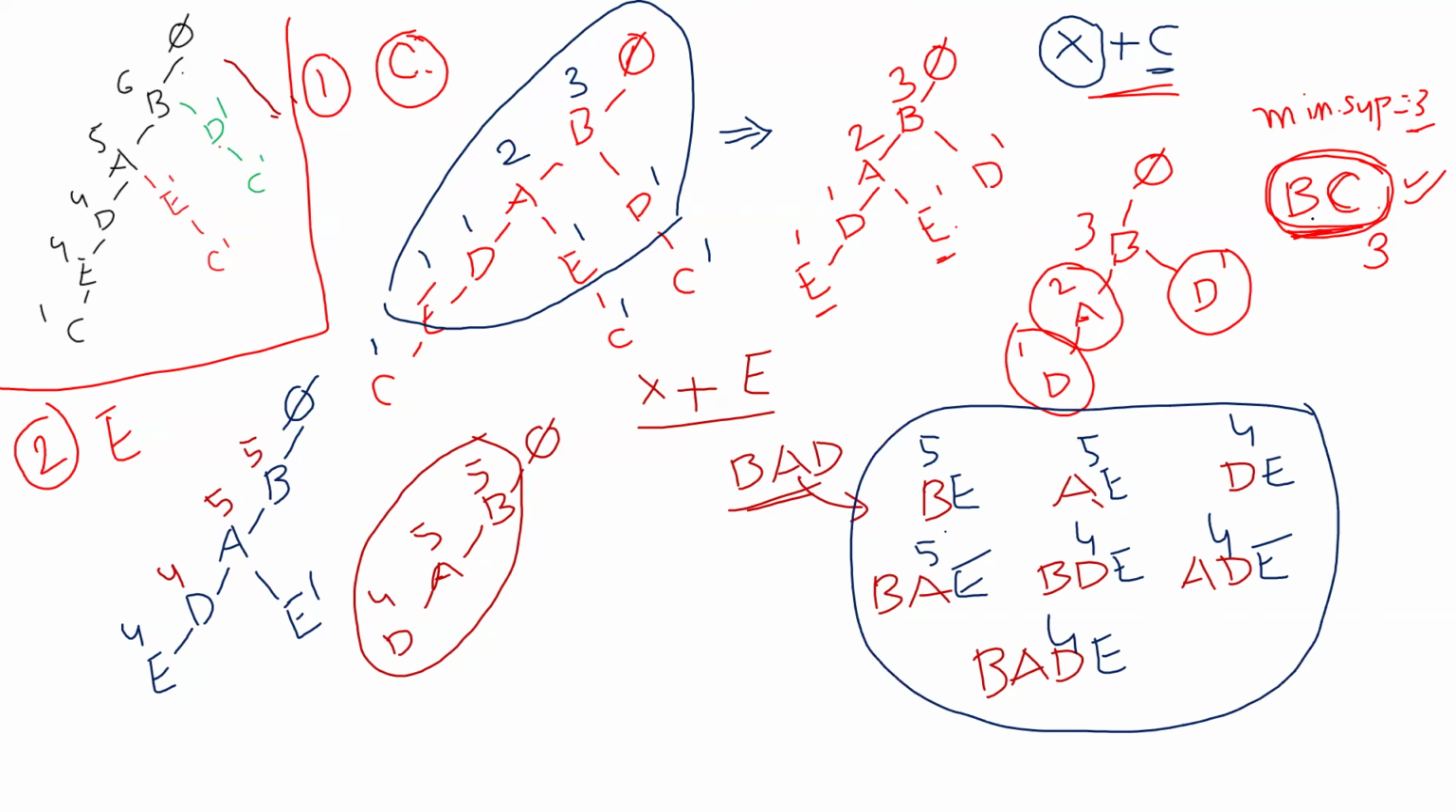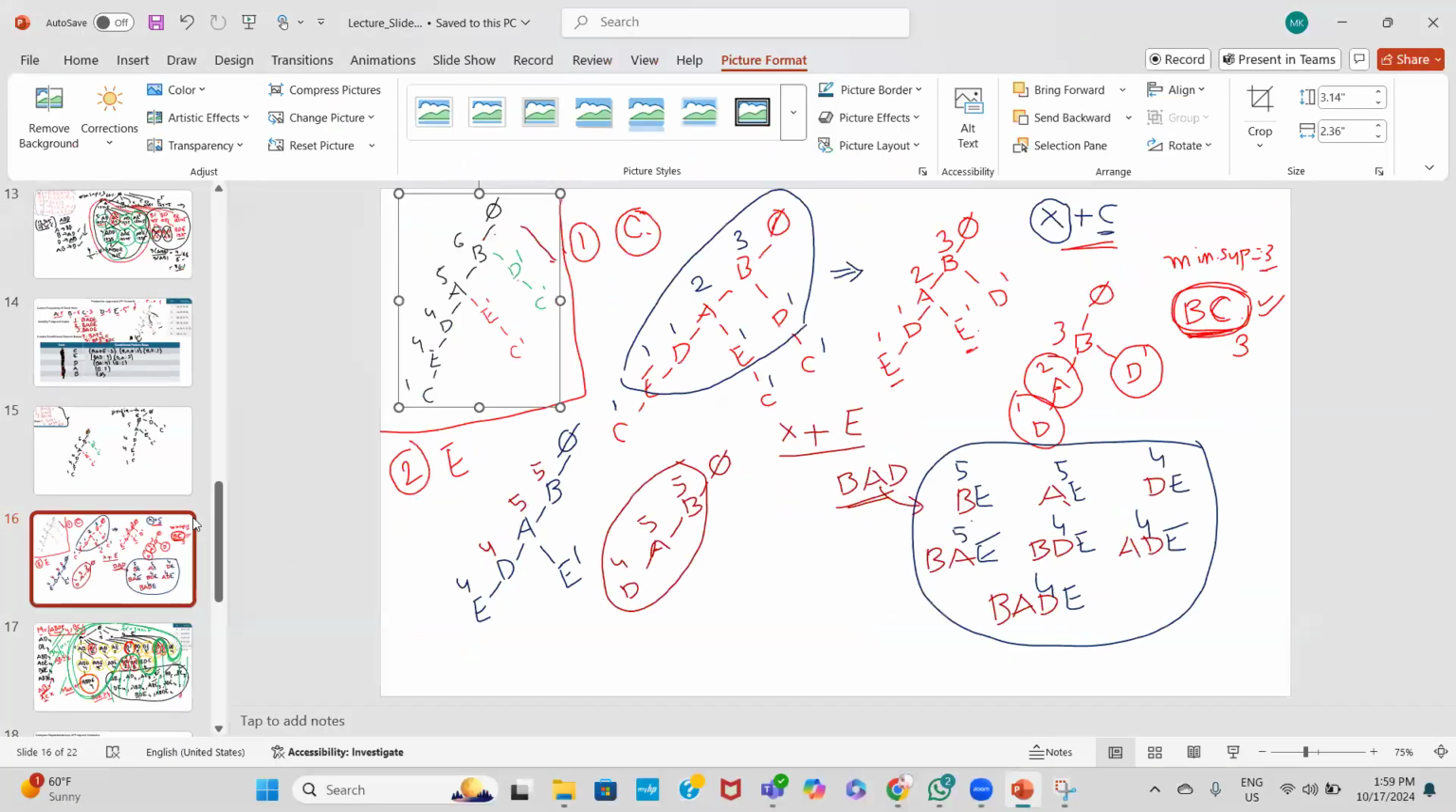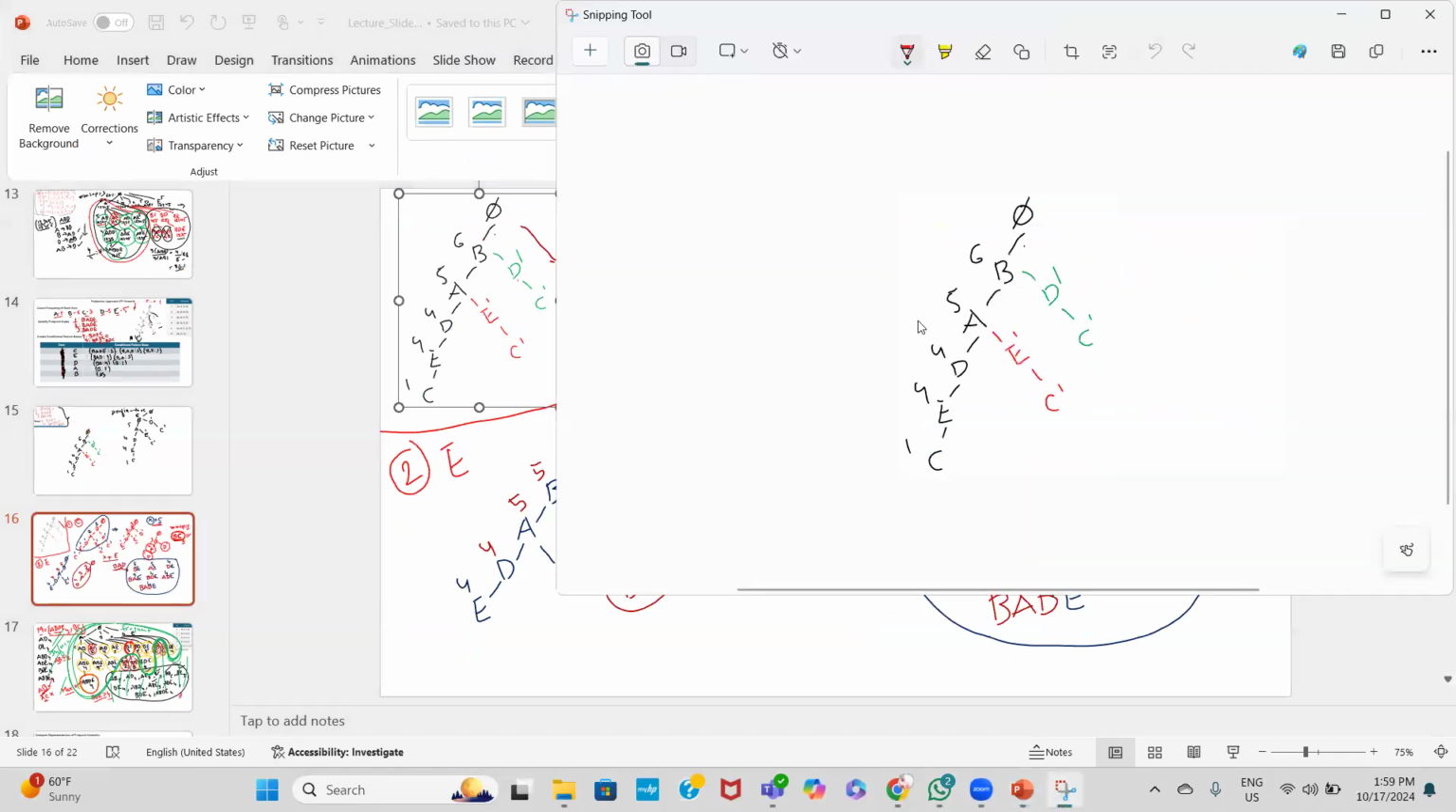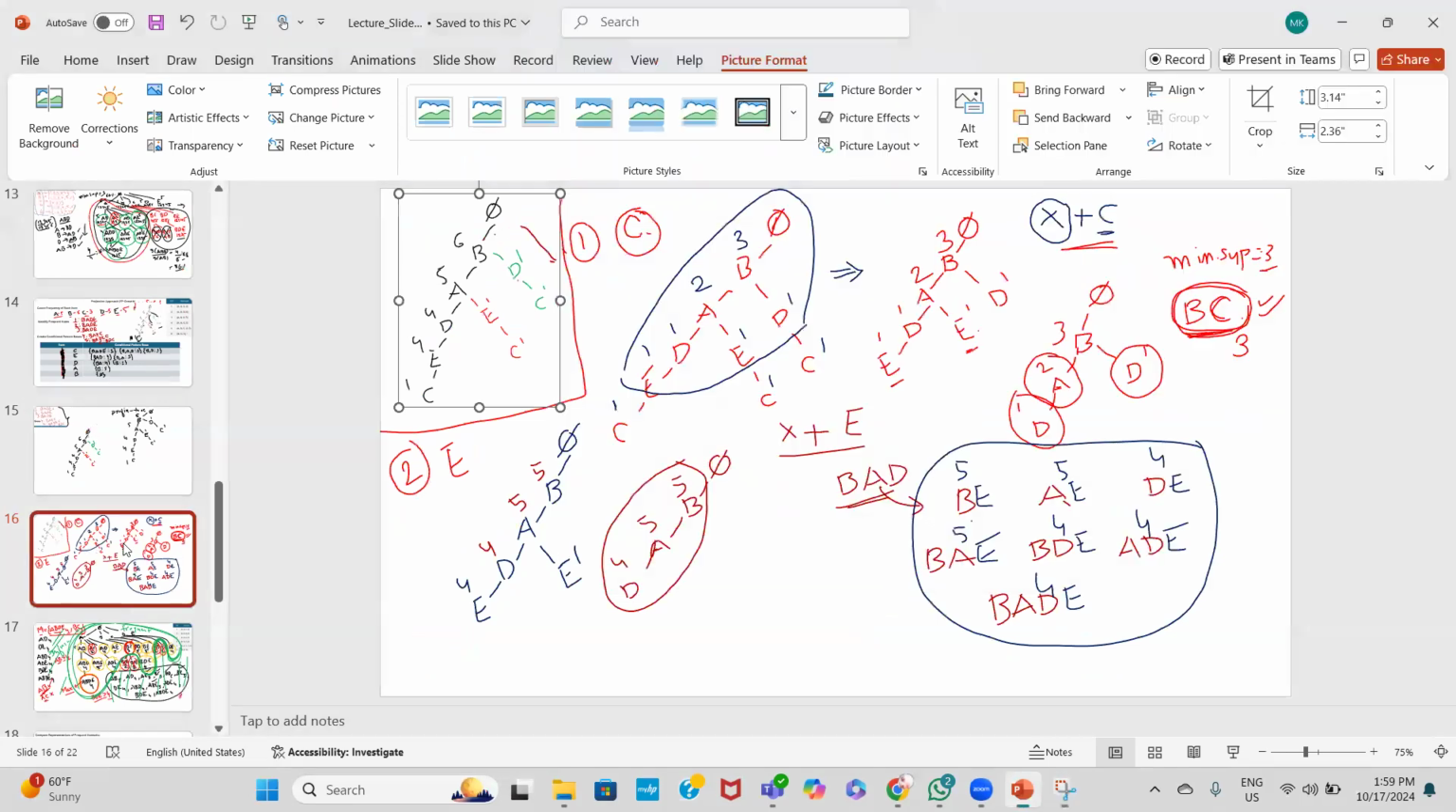The next step would be to project onto D, right? We have projected onto C, we have projected onto E, and we have got some item sets. The tree has to be projected onto D now. So for that, we have to again project this tree onto D, where we projected onto C and E. That's what I'm going to do now.